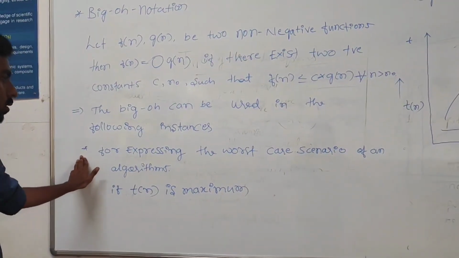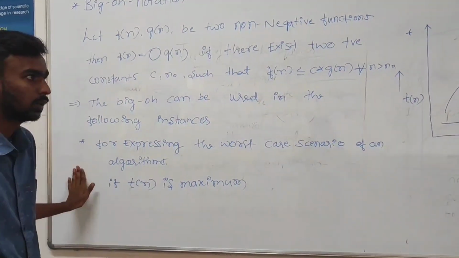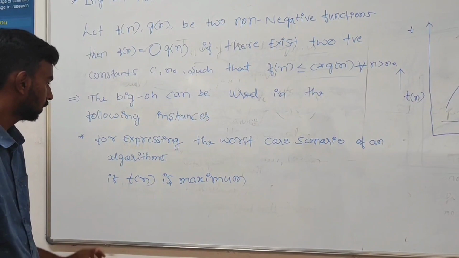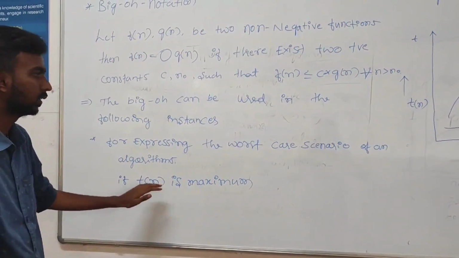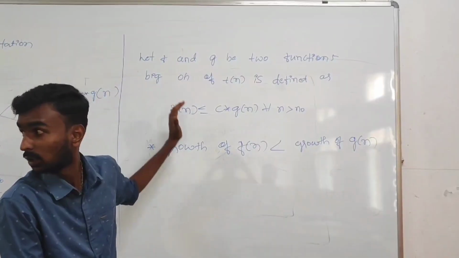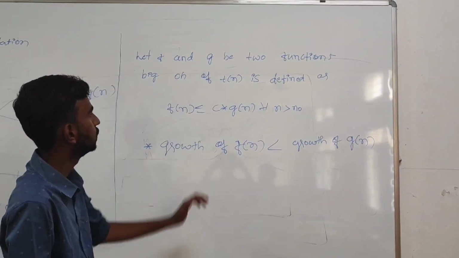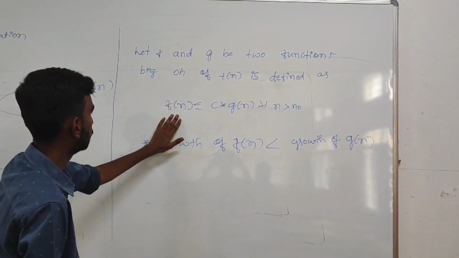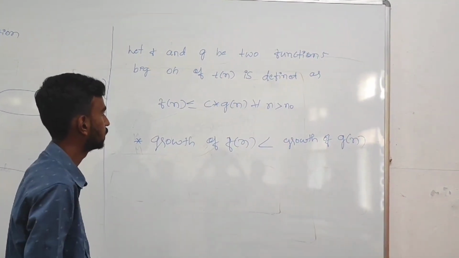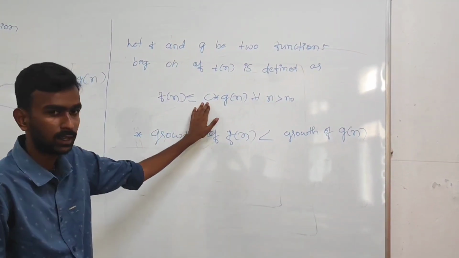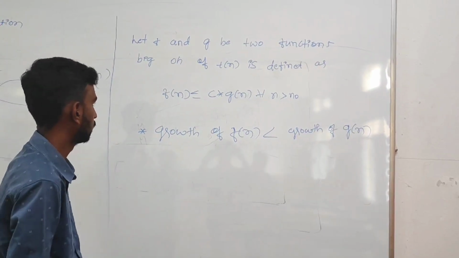The big O notation can be used in the following instances. For expressing the worst case scenario of an algorithm. The meaning of worst case scenario is if T of n is maximum, then it becomes the worst case scenario. Let us talk about the equation of big O notation. Let f and g be two functions, then the equation becomes f of n is less than or equal to c into g of n. Here c is a constant and it should be greater than 0.